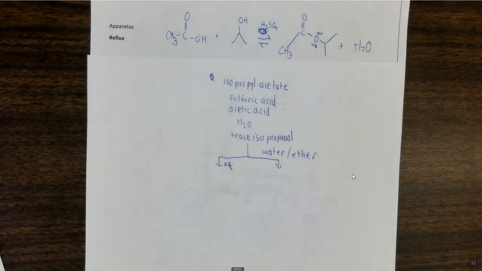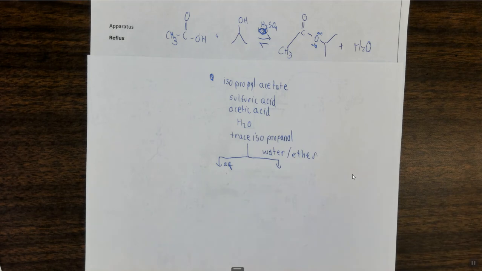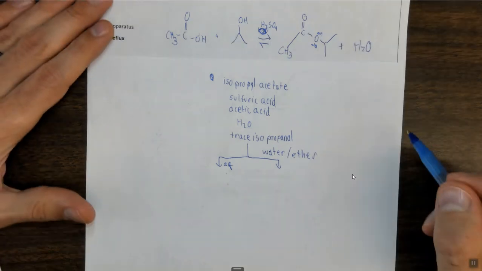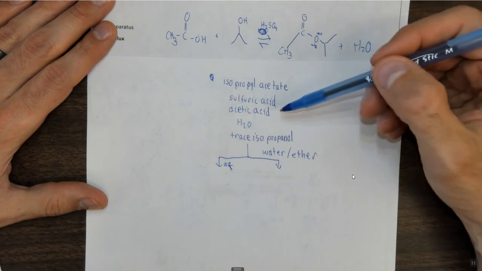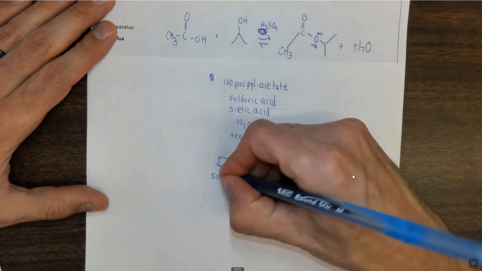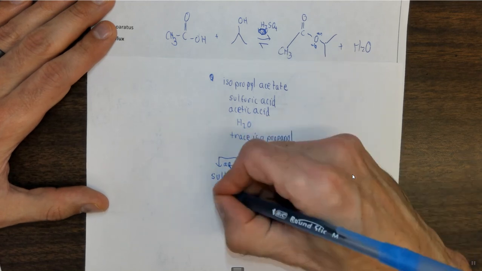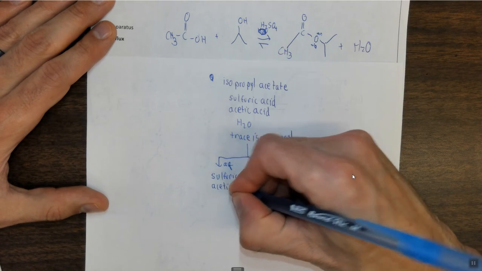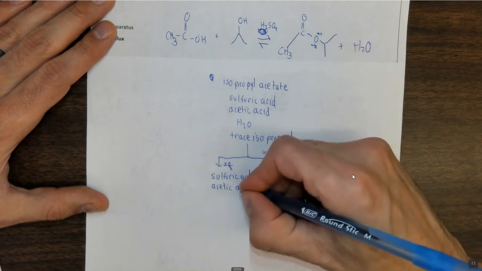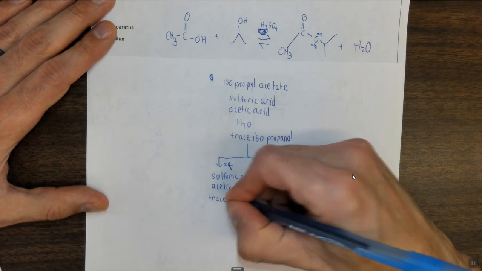Now here's where I suggest you stop. I suggest you stop the video and complete the separation scheme and then watch the video. You don't have to, but that's what I suggest you do because I'm not going to be going over these again in the future. So what are we going to have in the aqueous layer? Well, the aqueous layer should have our sulfuric acid, our acetic acid, water, of course, it's the aqueous layer. And I'm going to put the trace isopropanol over here.